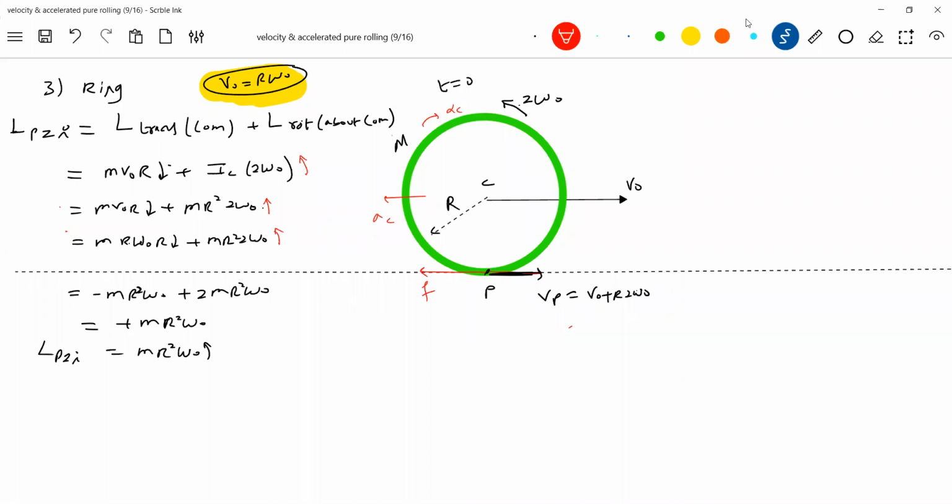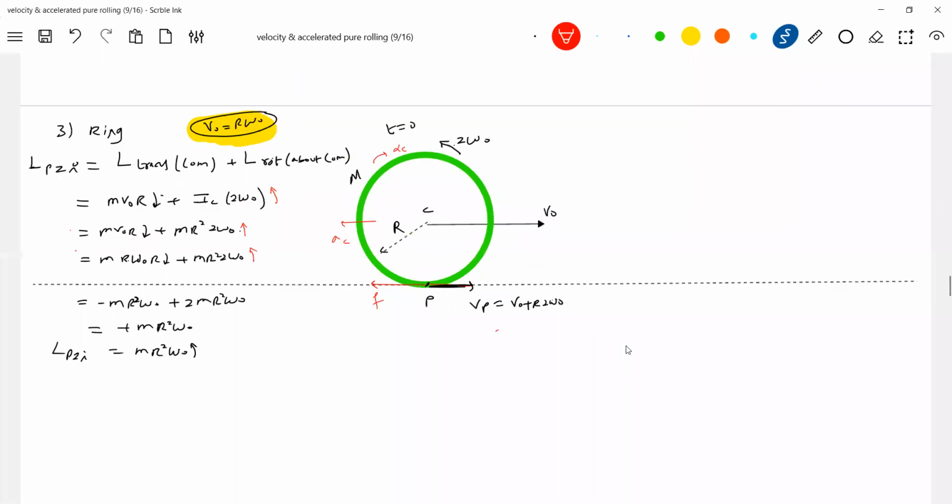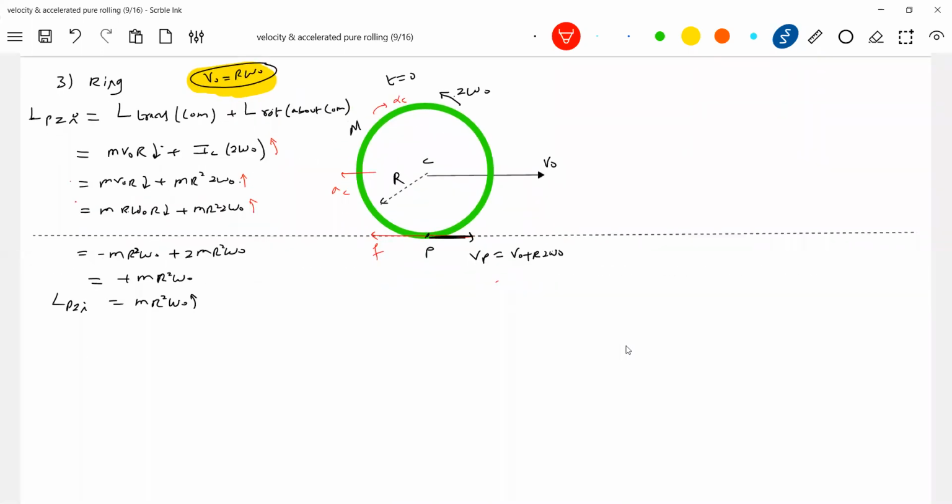Now, what will decrease first? What will become zero, 2 omega naught or V naught? According to this condition, the rigid body should attain pure rolling with angular momentum, how should it be? Anti-clockwise. I don't have space, so I'll show it below.